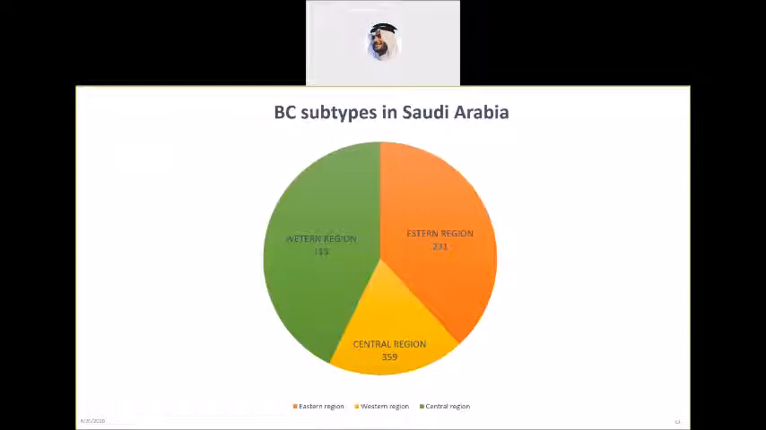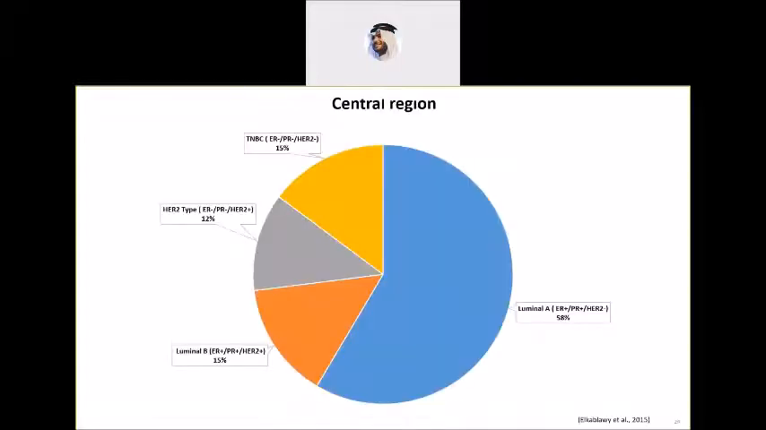So what are the different subtypes that we have in Saudi Arabia? We are not much far away from the world. We found in the literature 3 different big studies investigating those different subtypes, one from the eastern region, another one from the central region, and the last one from the western region.